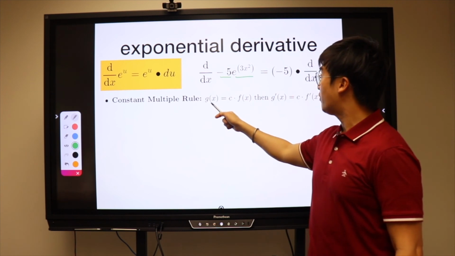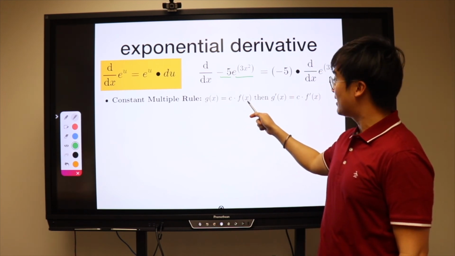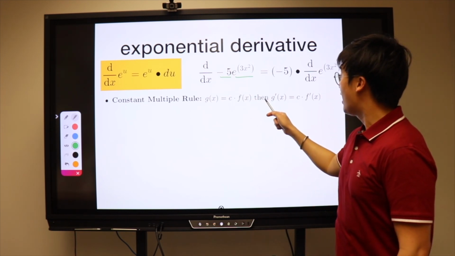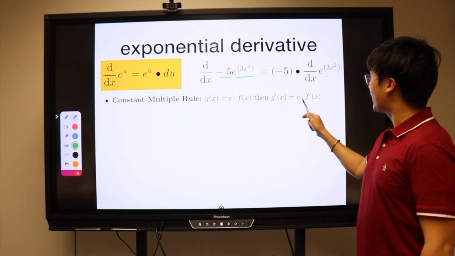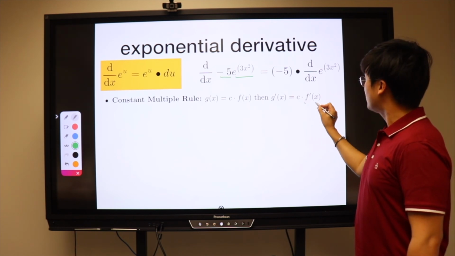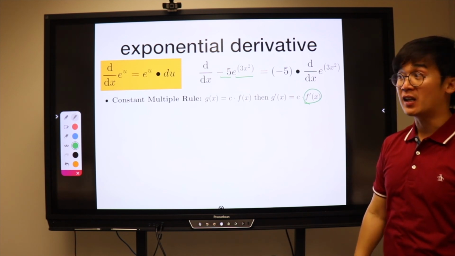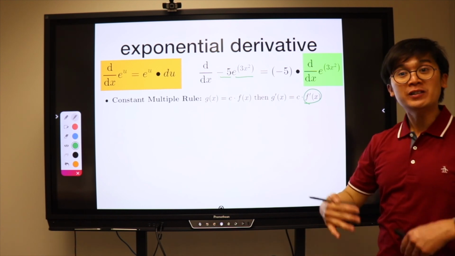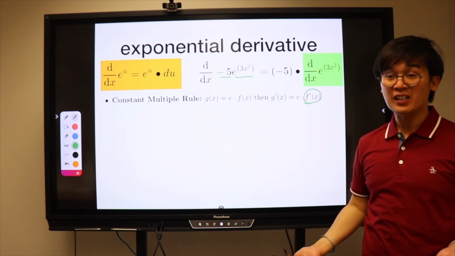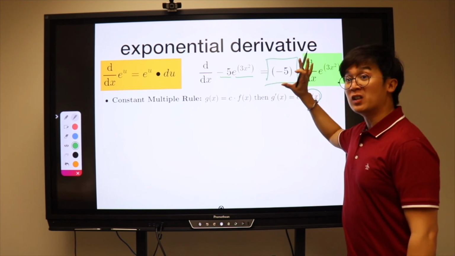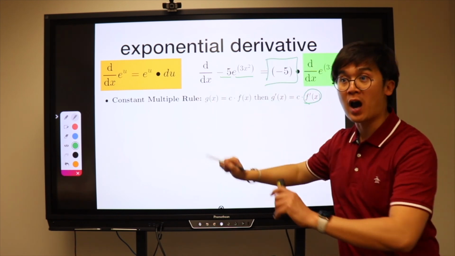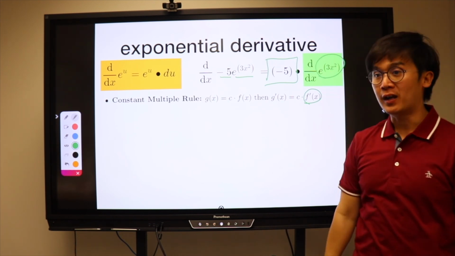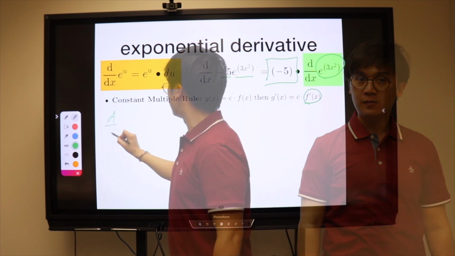That if we have g of x, which is equal to c times f of x, in this case c is negative 5, f of x is e to the 3x squared, you can find its derivative by setting aside the constant and just focusing on finding the derivative of the function. And in this case, you're just going to focus on this. So now it's becoming more manageable to differentiate because you will just set this aside and leave it for a while and focus your attention in finding the derivative of e to the 3x squared. Can you now find the derivative of that function?